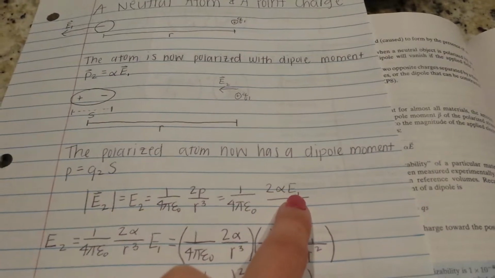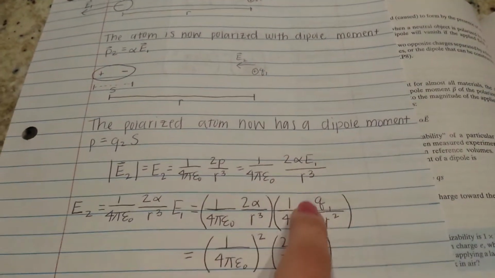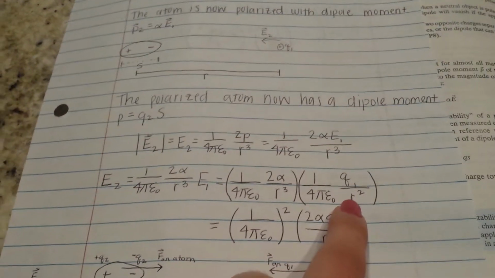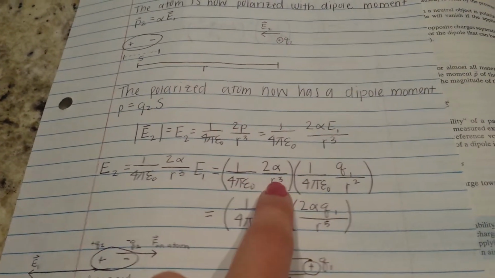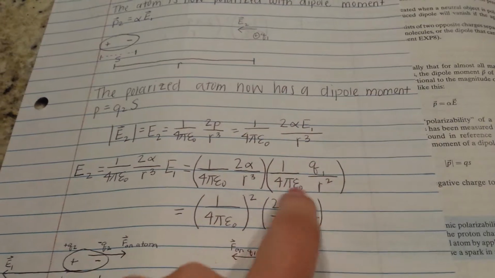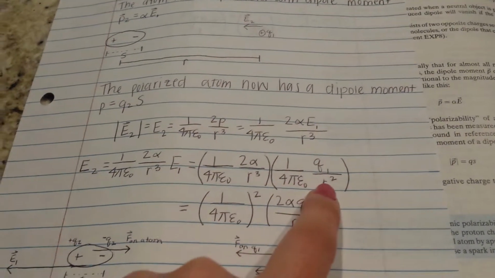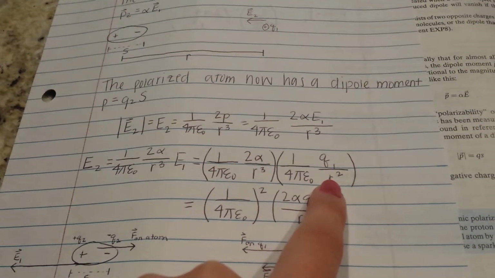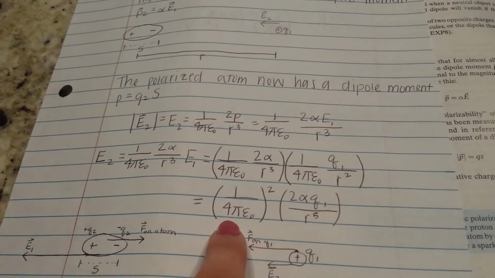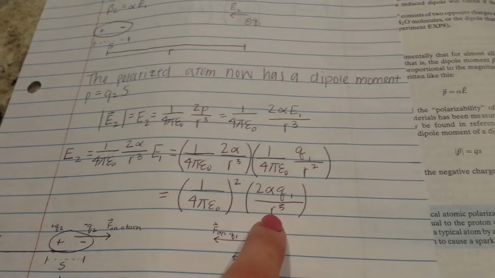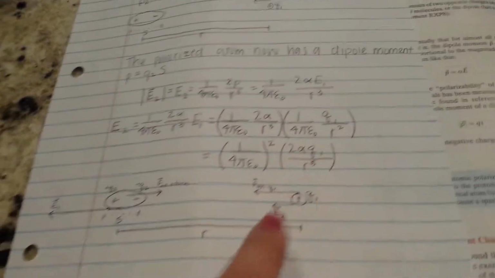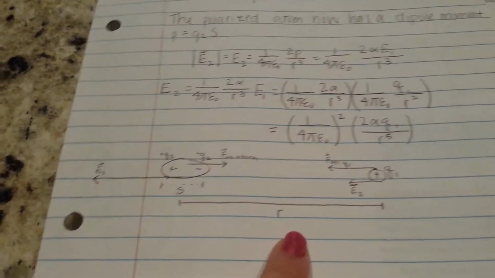And we also know E1 because that's just the electric field from a point charge. So we can rewrite that here and write that out here. This is the electric field of a point charge. So we combine that, and we get 1 over 4 pi epsilon naught squared times 2 alpha Q1 over r to the 5th power.